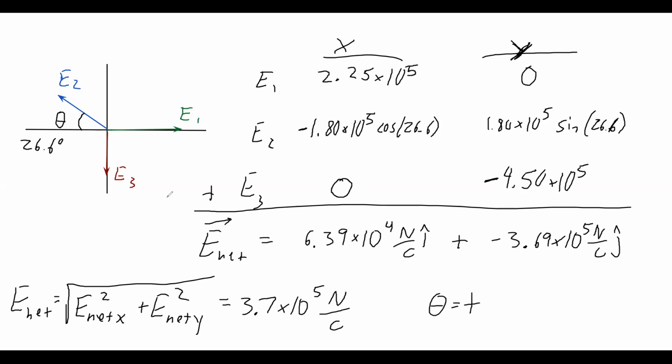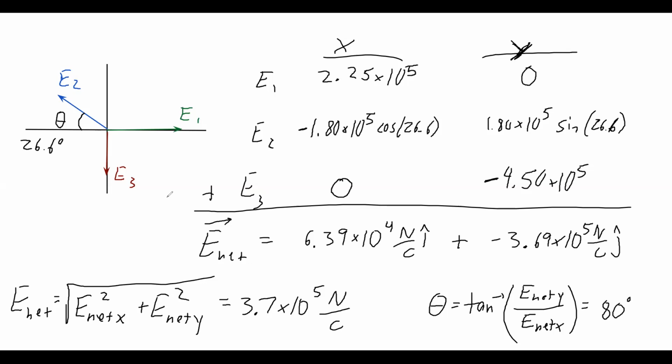To get the angle, I do tan inverse of my E net y over E net x. This will be the direction of my net electric field. So you can see here, tan inverse of my E net y over my E net x, 6.39 times 10 to the 4. Okay, so I get pretty much 80 degrees there.